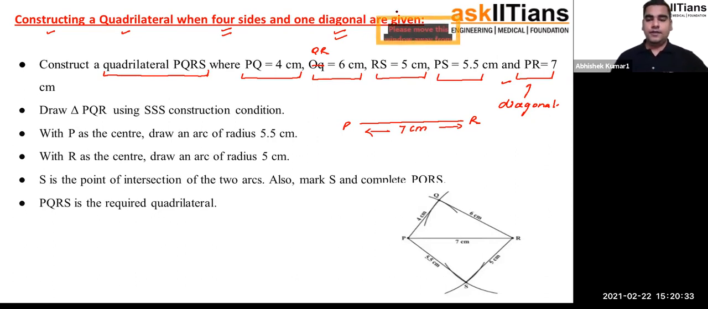Done. Now, because we are interested in forming this triangle, which is PQR, we are going to draw PQ. To draw PQ, you need to mark an arc. Assuming this point P to be the center, you have to mark an arc whose length is equal to 4 centimeter. So assuming P to be the center, mark an arc of length 4 centimeter like this.